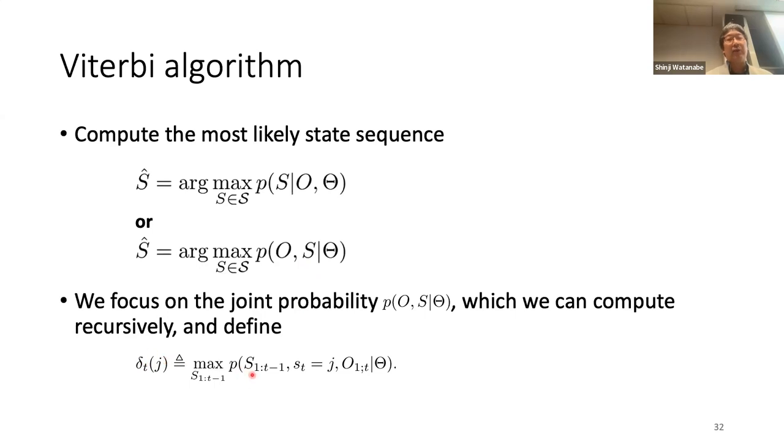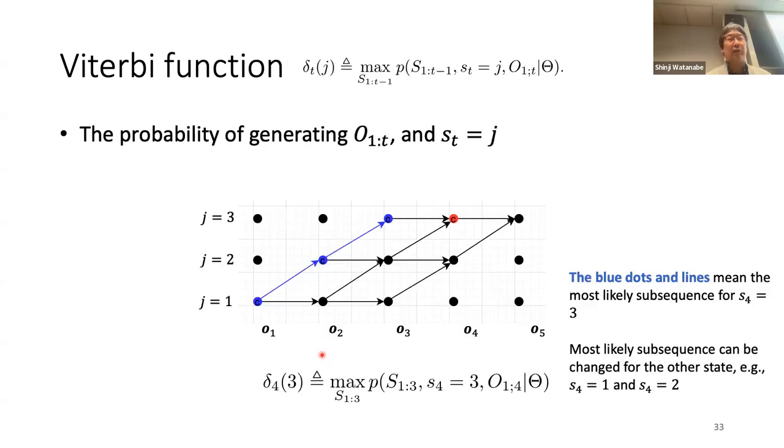This is from 1 to t minus 1, taking the maximum path, and then the score given that we are in s_t equal j. So I will explain a bit more of the detail. Again, s_t equal j means that we are at some point in this trellis, right? For example, in the case of time index equal 4 and HMM state 3, then we are here.